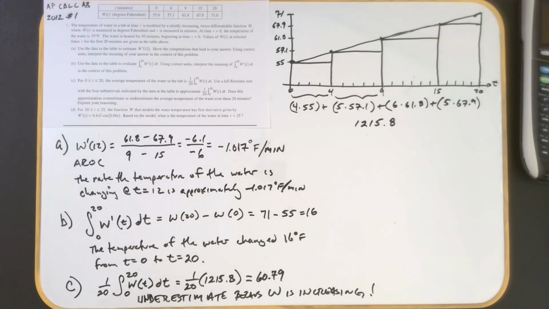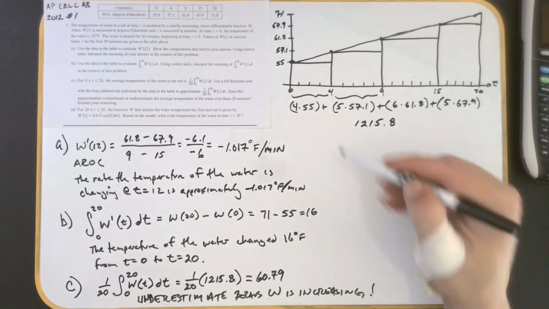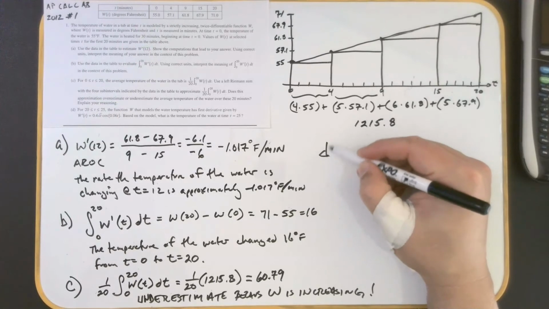All right. And you can state also that we're coming from the left. It's not necessary because they're instructing you to come from the left, but if you wanted, you could say underestimate because W is increasing and the Riemann sum was from the left. You could add that. There's part C.